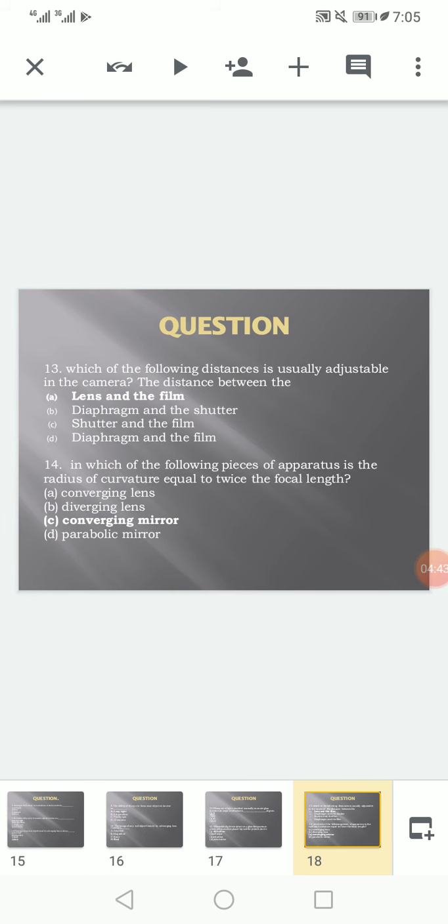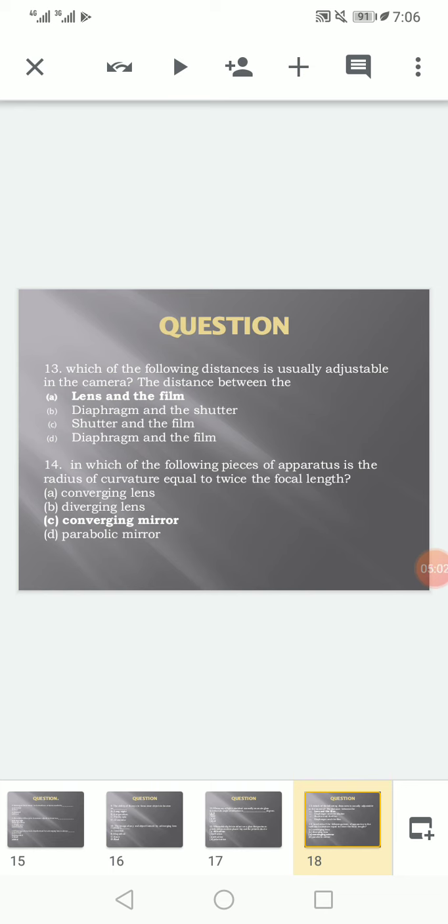Question 13 says, which of the following distances is usually adjustable in the camera? The distance between the lens and the film is the distance which is usually adjustable in a camera. The diaphragm and the shutter, shutter and film, diaphragm and film are incorrect.